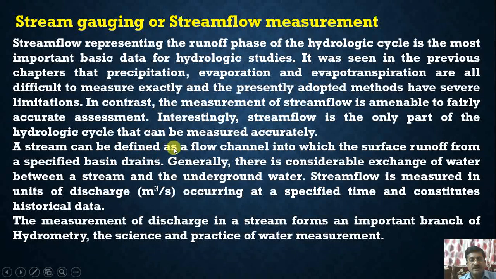A stream can be defined as a flow channel into which the surface runoff from a specified basin drains. Generally, there is considerable exchange of water between a stream and underground water. Stream flow is measured in units of discharge, meter cube per second, occurring at a specified time and constitutes historical data. The measurement of discharge in a stream forms an important branch of hydrometry and the science and practice of water management. So, friends, stream gauging or stream flow measurement is the most reliable method where the flow is measured accurately.